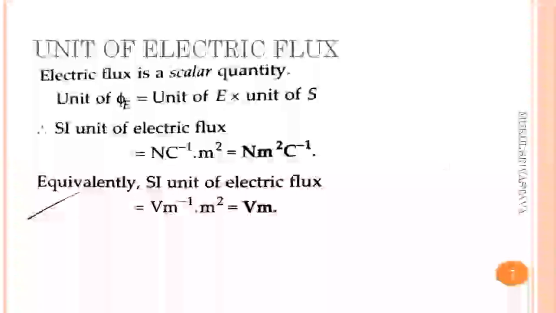Now here we are talking about the unit of electric flux. The unit of electric flux is Newton per Coulomb into meter square. That comes out to be the SI unit of electric flux, that is Newton meter square per Coulomb. Another SI unit of electric flux is volt per meter into meter square. That means volt meter. That is a unit of electric flux.